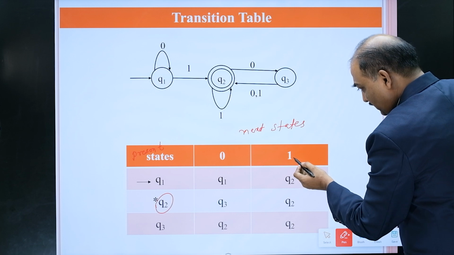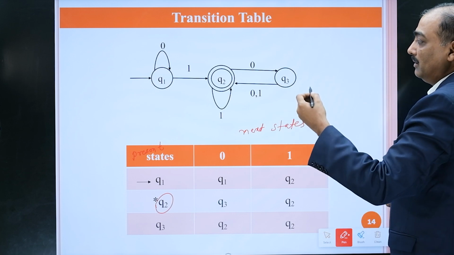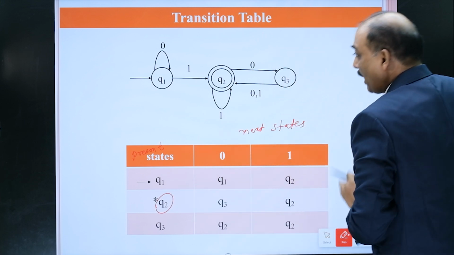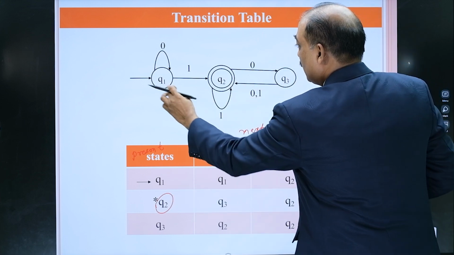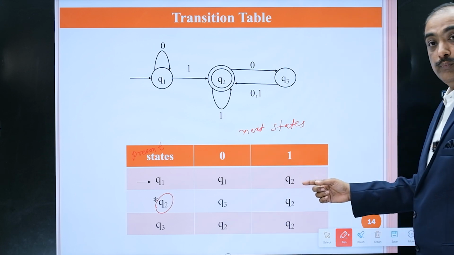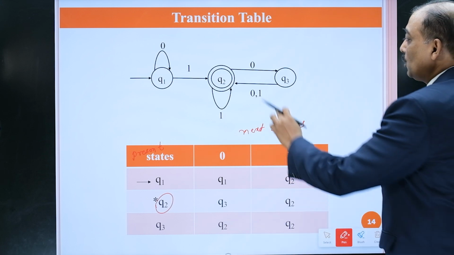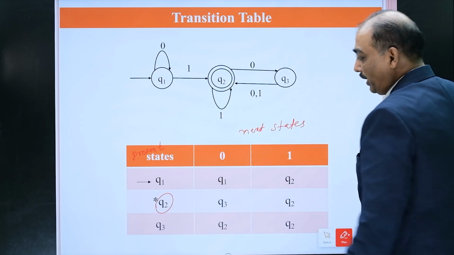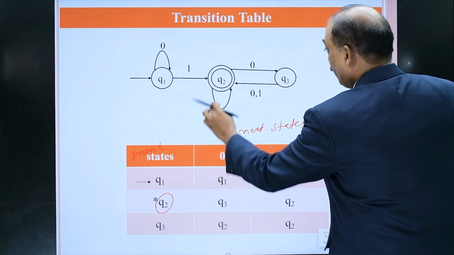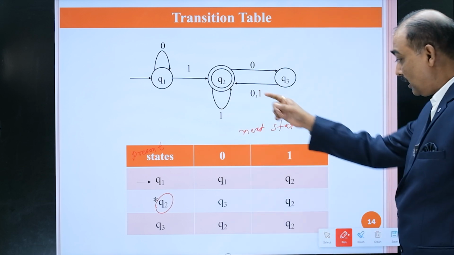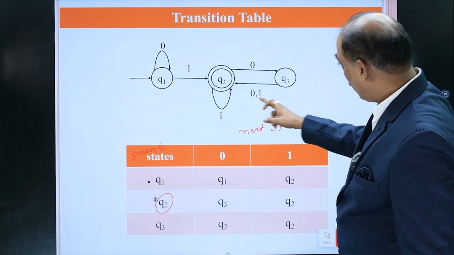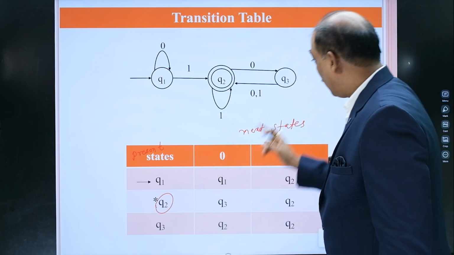Then a column of 1, that is the second alphabet, Q1, 1. What happens if I apply 1 on Q1? Q1, 1 will take me to state Q2. Go ahead: Q2, 0 will take me to state Q3. Q2, 1 will remain in the same state because there is a self loop. And finally Q3, 0 will take me to state Q2, and Q3, 1 will take me to state Q2 again.